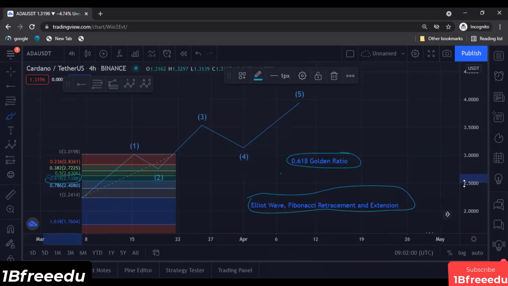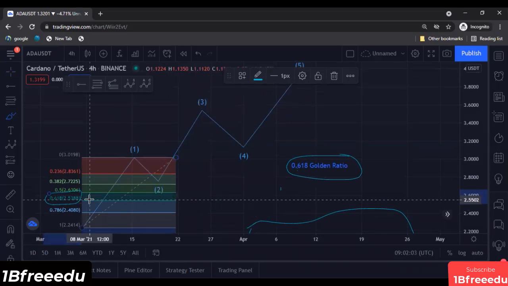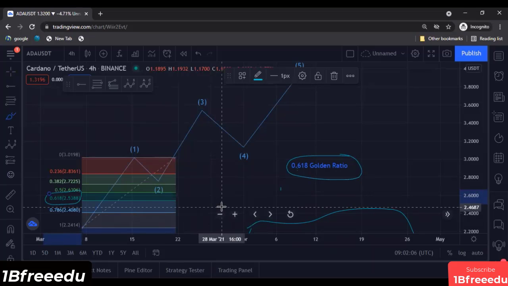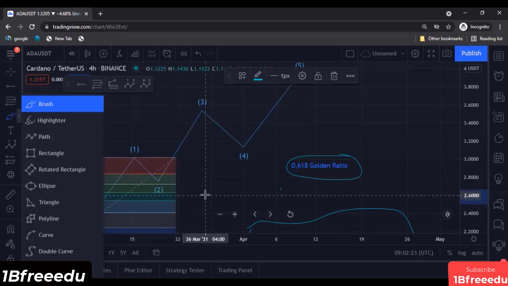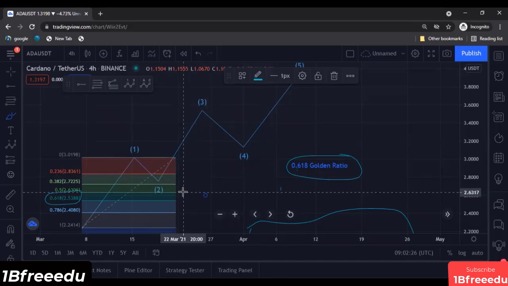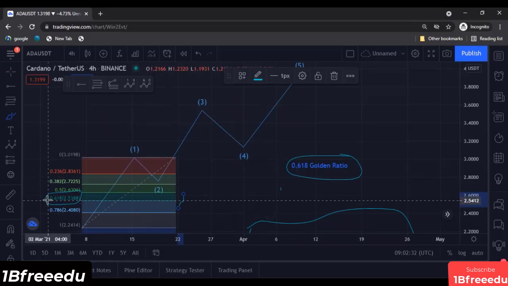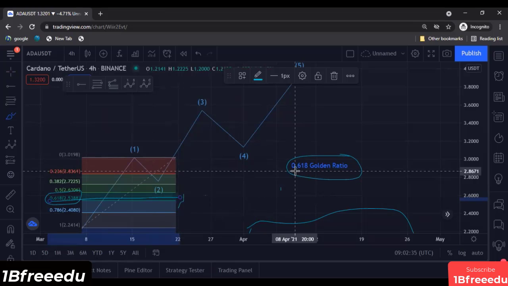Basically this ratio of 0.618 is considered the golden ratio. And why is that so? In the trading perspective and in the crypto perspective, when you see the live chart, you will see that the prices are bouncing back from this 0.618 region, from 0.5 to 0.786, and most of the time they will bounce exactly from 0.618. So that's why it is considered a golden ratio.